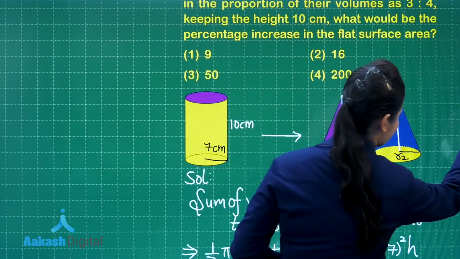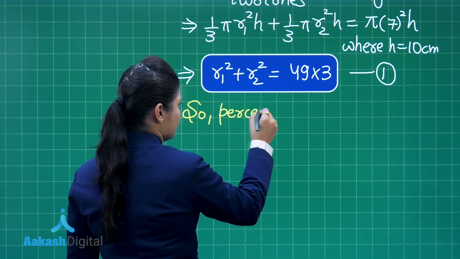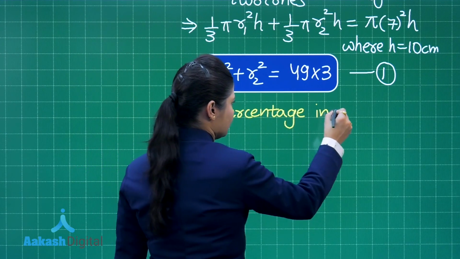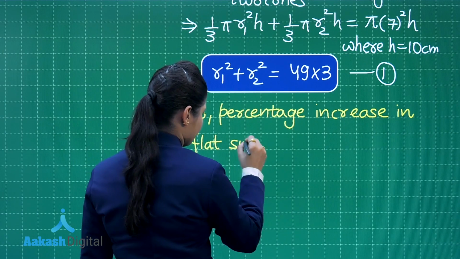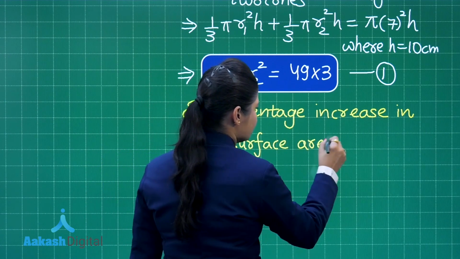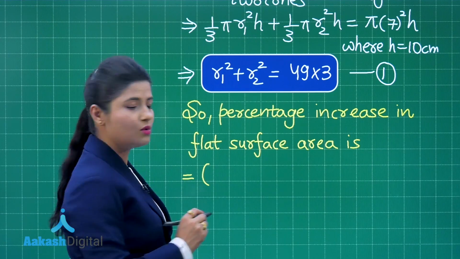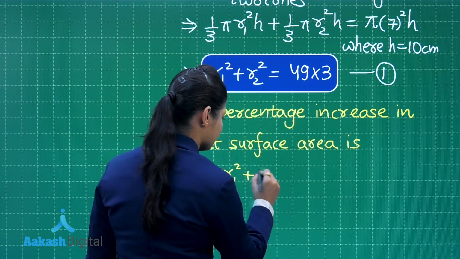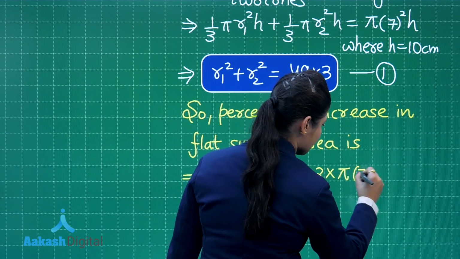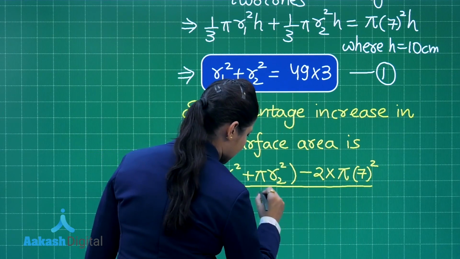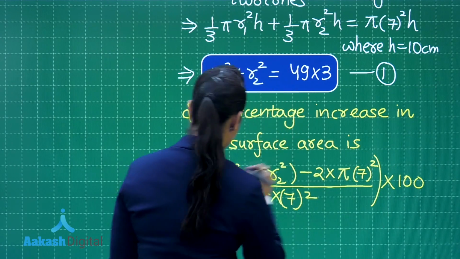So, let us obtain here the percentage increase. So, I could write here percentage increase in flat surface area is very first the total flat surface area of two cones given by pi r1 square plus pi r2 square minus the flat surface area of cylinder, that is pi 7 square, whole upon the flat surface area of cylinder, that is twice into pi 7 square, whole into 100. Now, let us simplify this one.